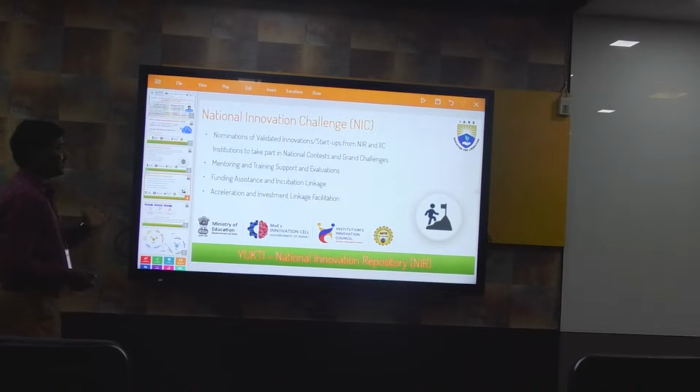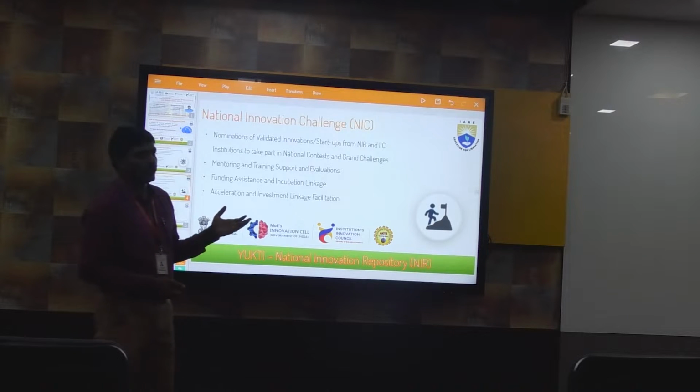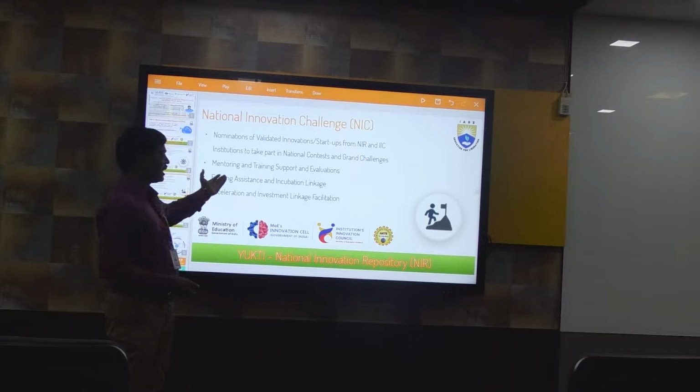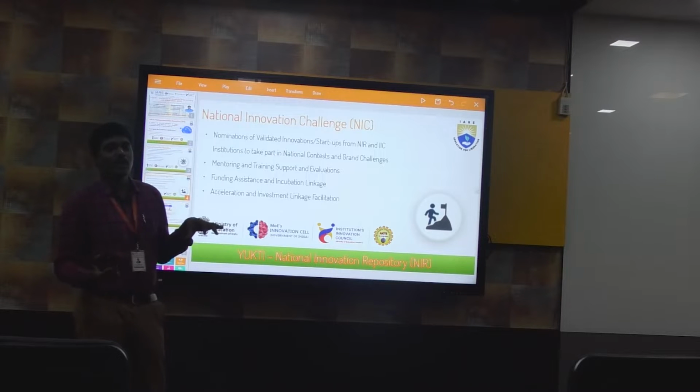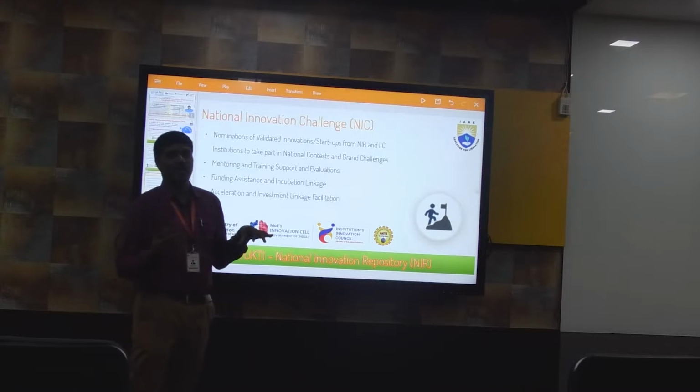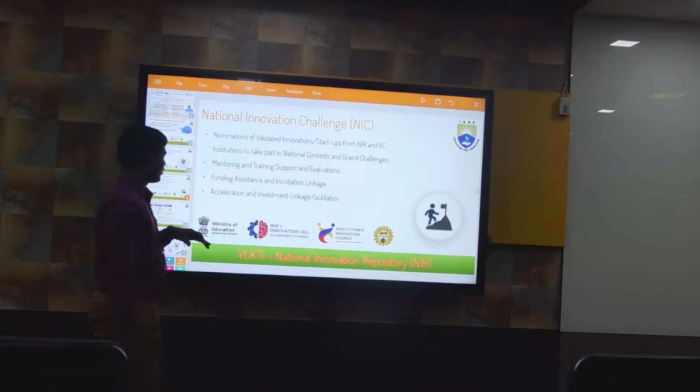Mentoring and training support and evaluations. Here, the first level of mentoring and training will be provided at the institution incubation center through the pool of mentors available in the college. In the second stage, if we don't have much expertise in the particular thrust areas where the students are working, the students will be connected to external mentors from the ecosystem.